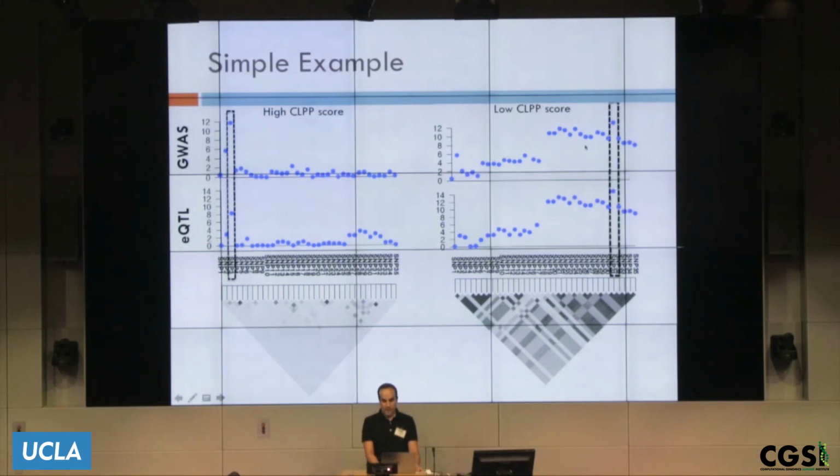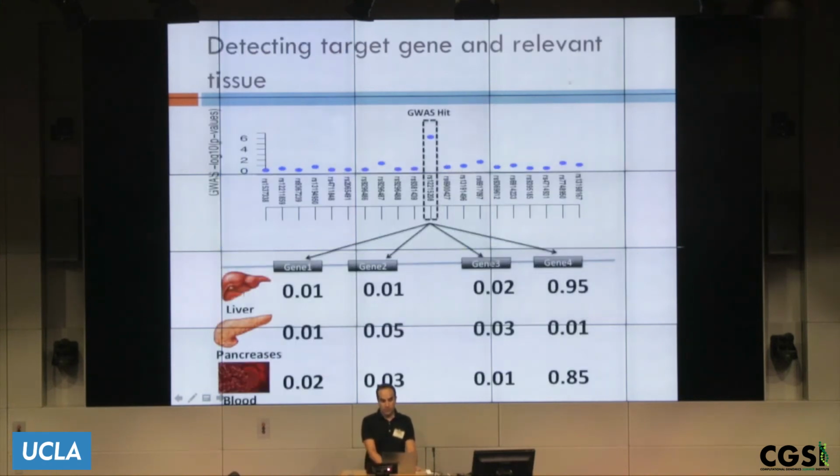But if this method was working, you can do the following. Here you have a GWAS locus, and then you have 4 genes around that locus and 3 tissues. If you can compute the co-localization probability for each gene in each tissue, and you saw something like this, with some very high values, what would that tell you?